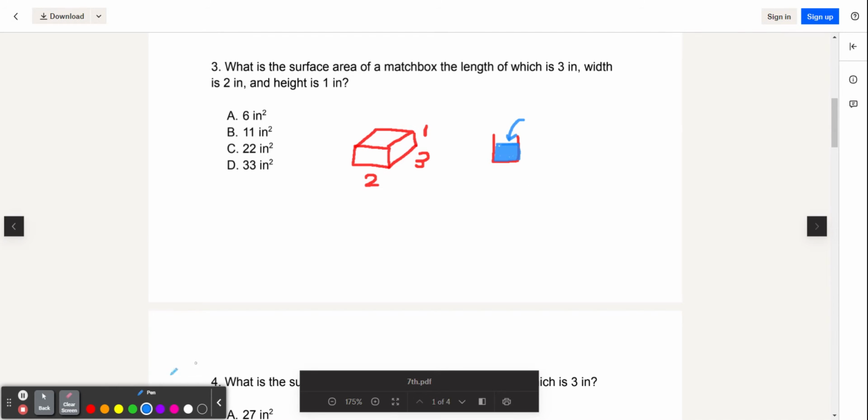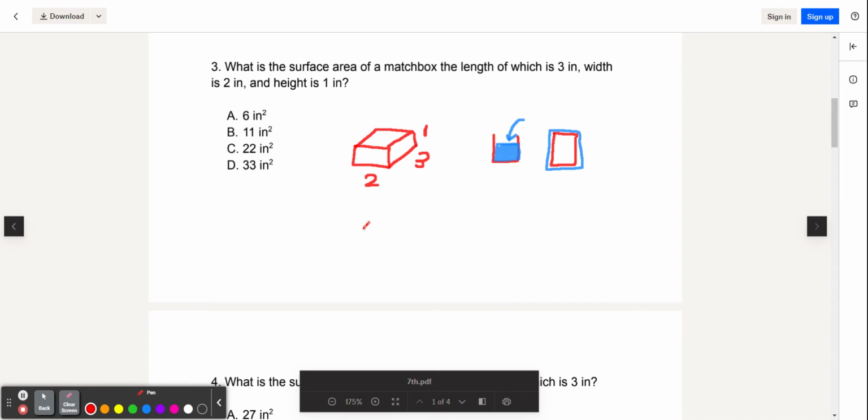But surface area is a little bit different. Surface area is, what if you wanted to paint the outside? A completely new outside. Or in other words, you're painting the surface. How much paint would you need? That's kind of like the surface area.